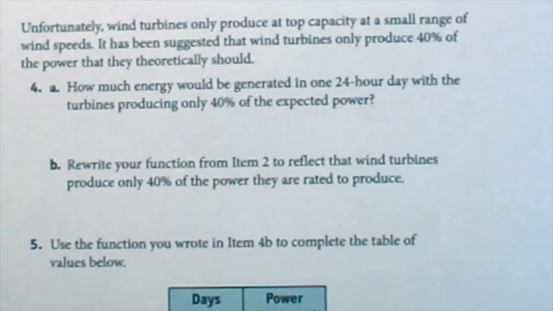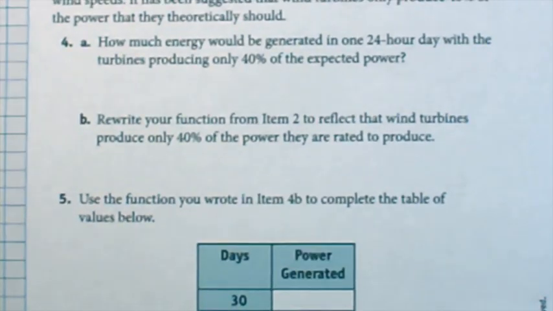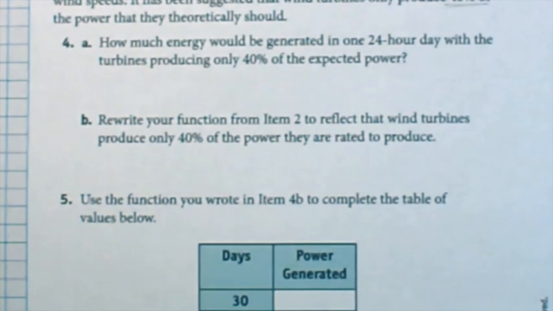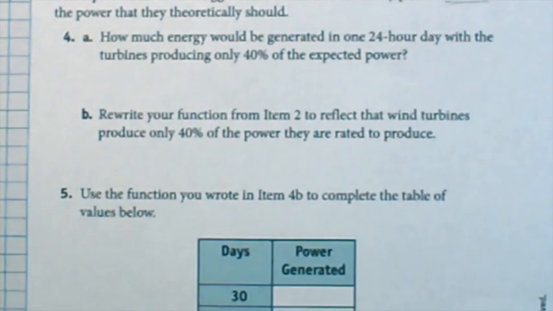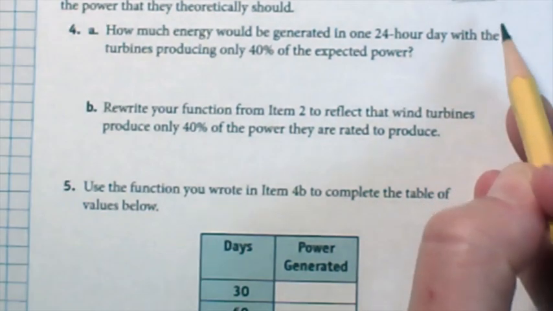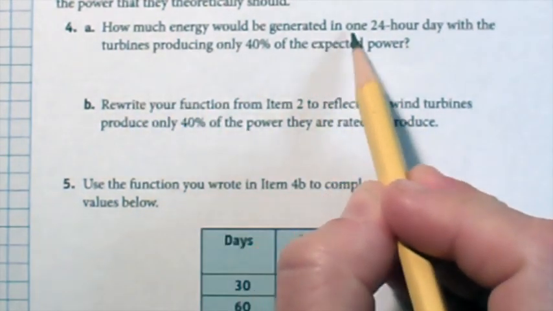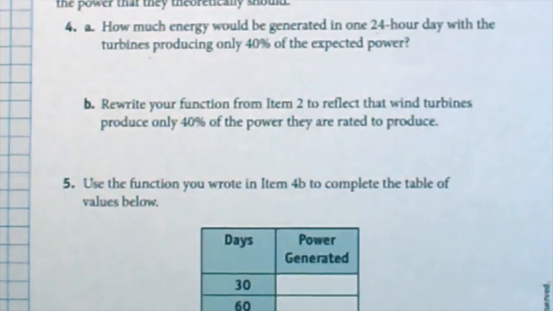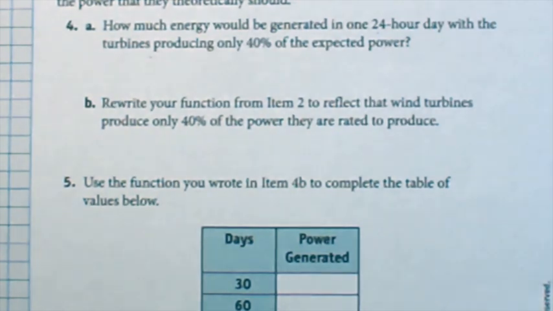Unfortunately, wind turbines only produce at top capacity in a small range of wind speeds. It has been suggested that wind turbines only produce 40% of the power they theoretically should. And that makes sense because the wind isn't blowing really strong all the time. Sometimes it blows stronger and it makes more power, and sometimes it's not blowing at all and it doesn't make any power. How much energy would be generated in one 24-hour day with the turbines producing only 40% of the expected power? Now, we had that number.